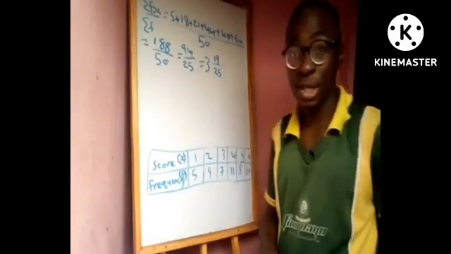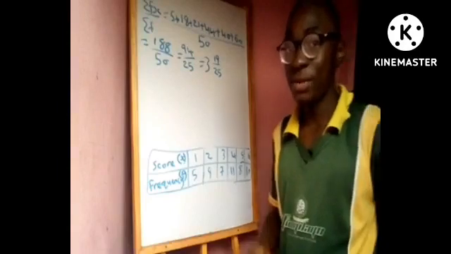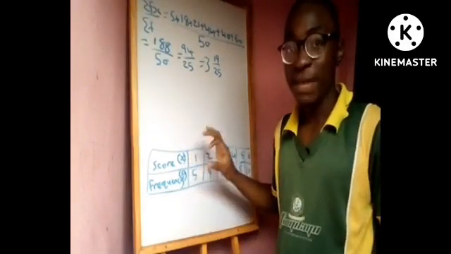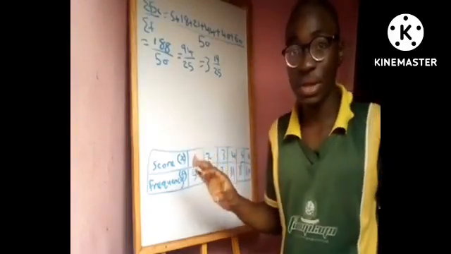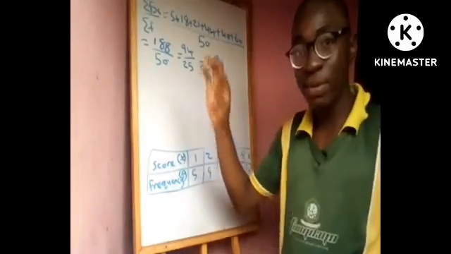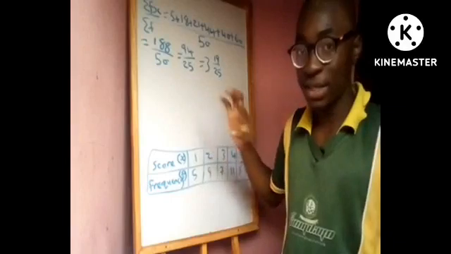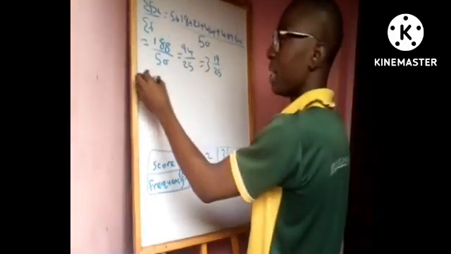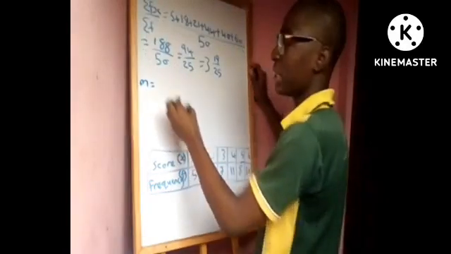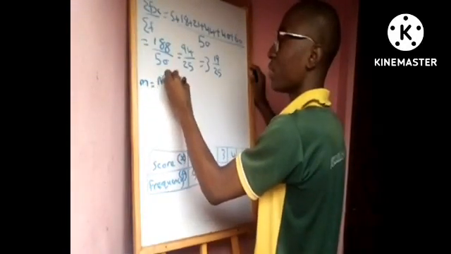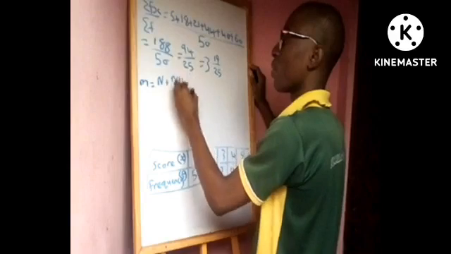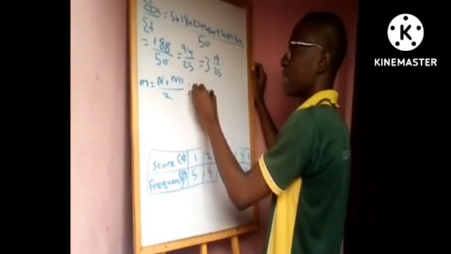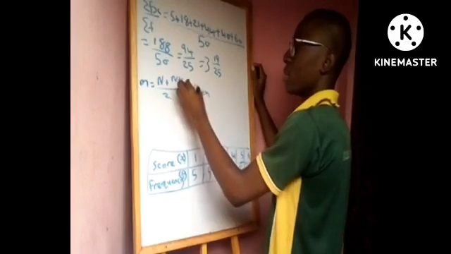Now let's look for the median. The median is basically the middle number. For an even number of data, your median is the nth term plus the n plus 1 term, divided by 2. But the median for an odd number of data is just the middle term.